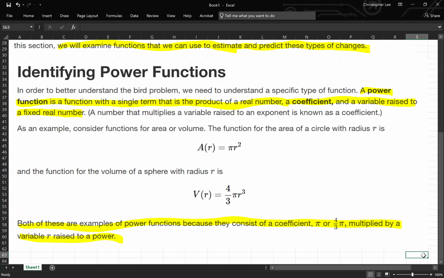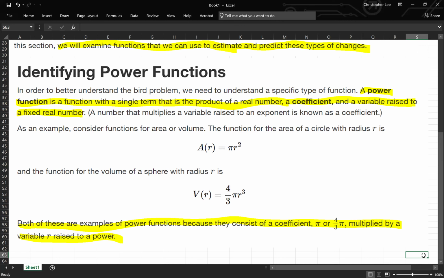So it's a function with a single term that is the product of a real number, a coefficient, and a variable raised to a fixed real number. All right. So a number that multiplies a variable raised to an exponent is known as a coefficient. All right. The number that's in front.